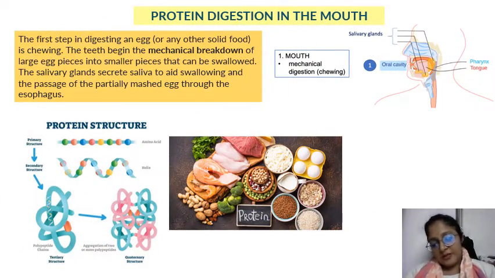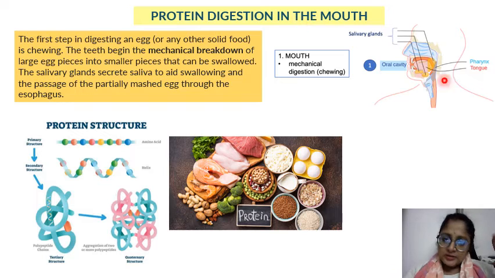Coming to the protein digestion, the first step in digestion is the mouth. As we know, in any kind of digestion, it's the mouth. Now, over here we have taken an example of an egg, and how the egg is being denatured and digested in your body. We are just reading through an example, you can see.